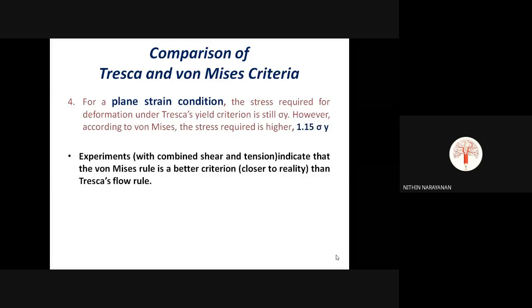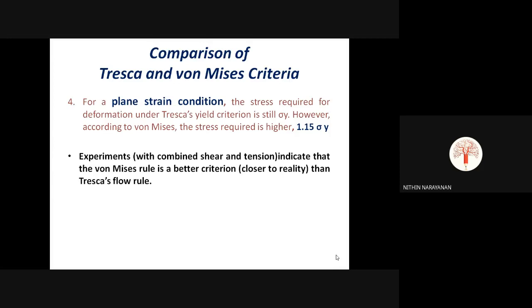And for a plane strain condition, the stress required for deformation under Tresca's yield criterion is still sigma y. However, according to von Mises, the stress required is higher, that is 1.15 sigma y. So experiments with combined shear and tension indicate that the von Mises rule is a better criterion, closer to reality than the Tresca flow rule.